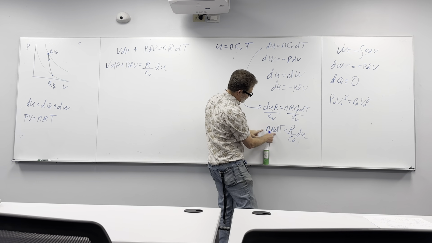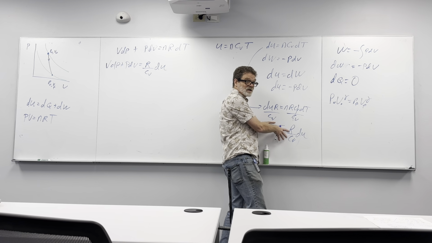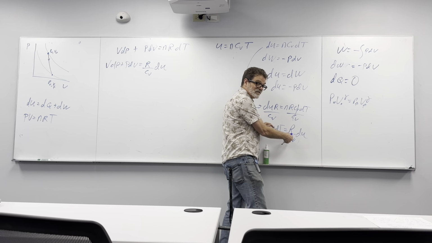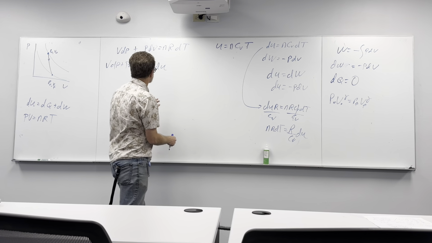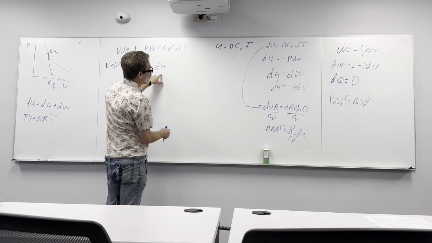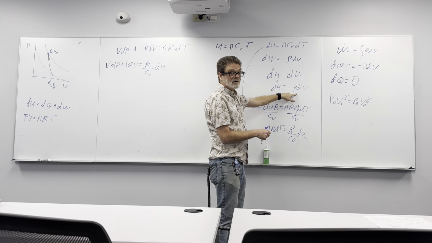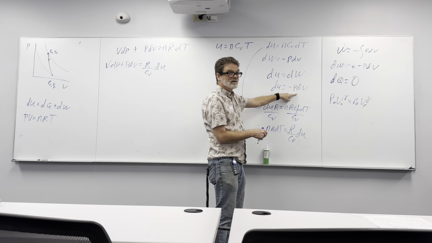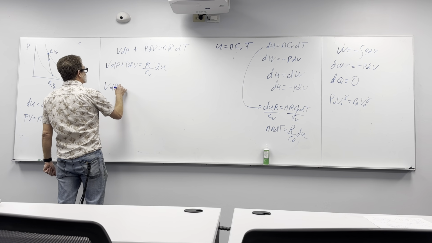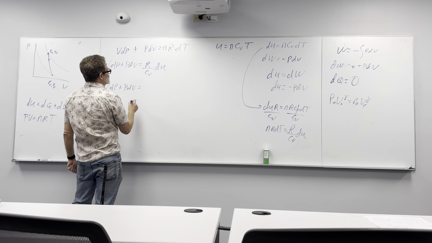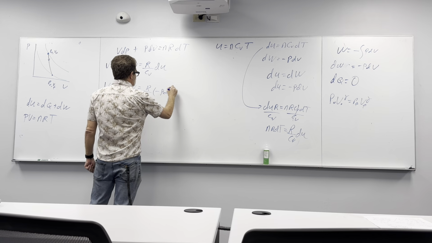So I replace it. I'm replacing nR dT with R over CV dU. Now CV is 3/2 R. The R's cancel, but I'm going to keep it in. So I want to write this in terms of CV. I'm keeping it in R over CV dU. But what's dU also? Minus P dV. So I can write this as V dP plus P dV equals R over CV times minus P dV.